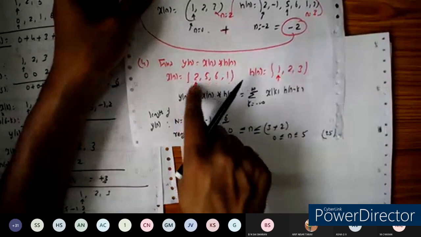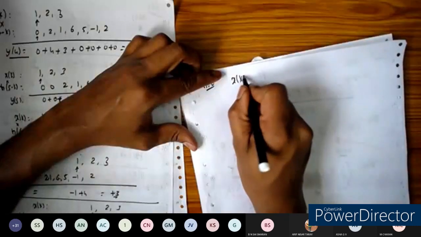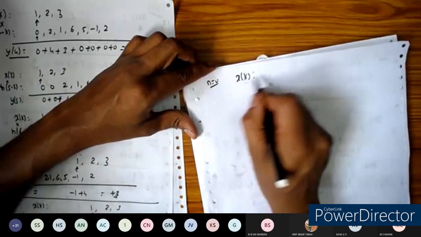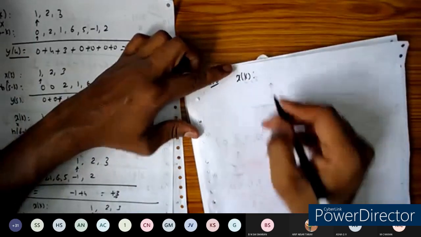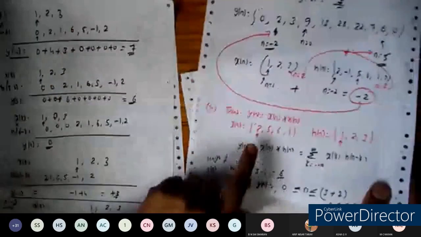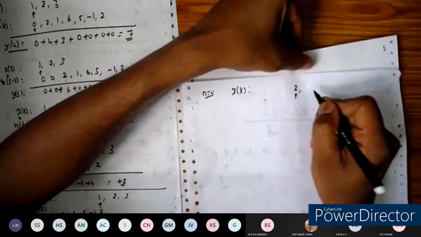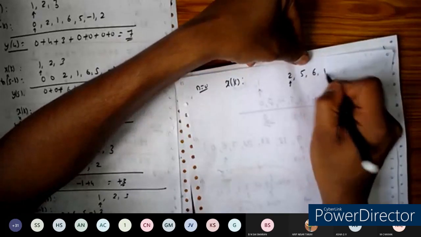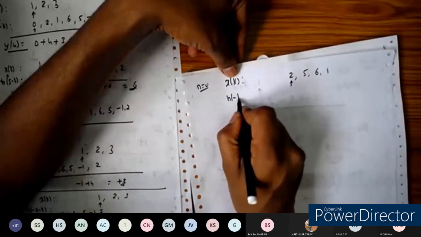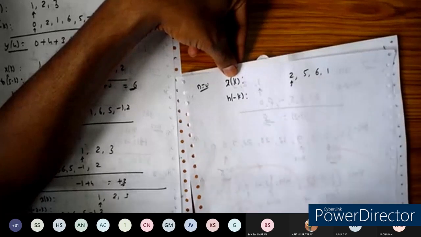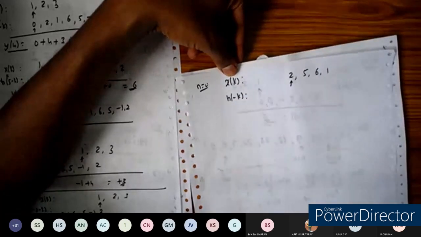Now first I will write x of k. So it is a small x of k, not capital X of k, small x of small k. So it is 2, 5, 6, 1 we will get here. Because we need to take the reflection of the sequence h of k, 2, 5, 6, 1, and h of n minus k is there. I'm going to substitute n is equal to 0. This will become h of minus k.